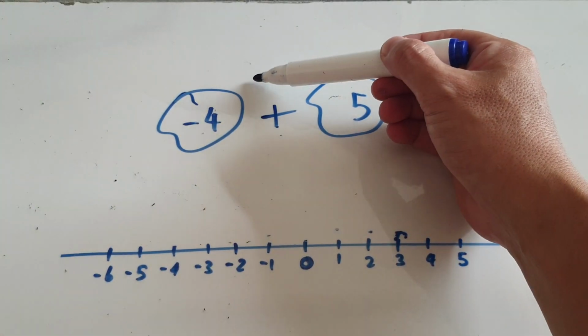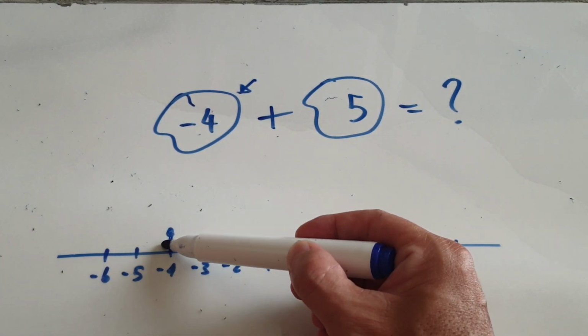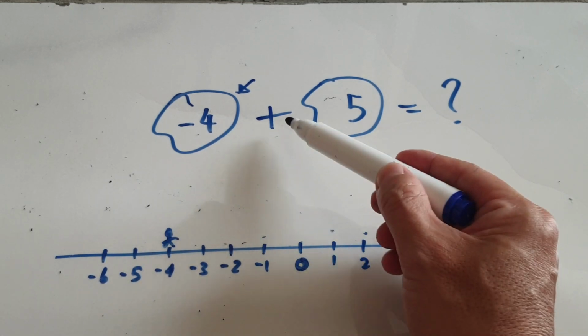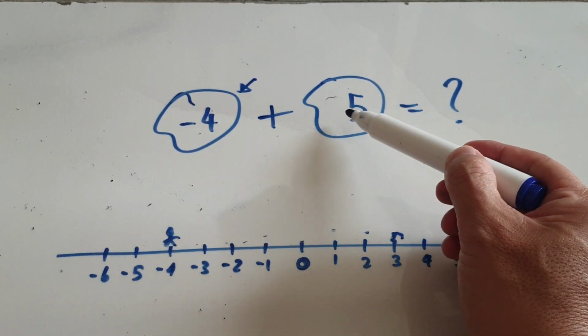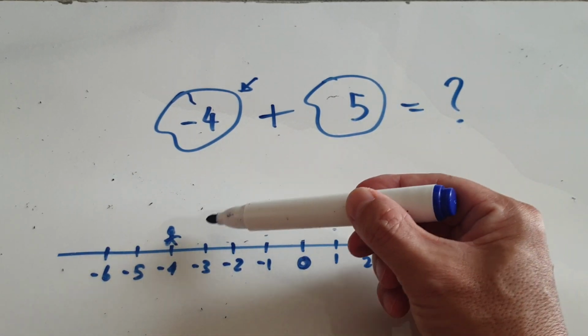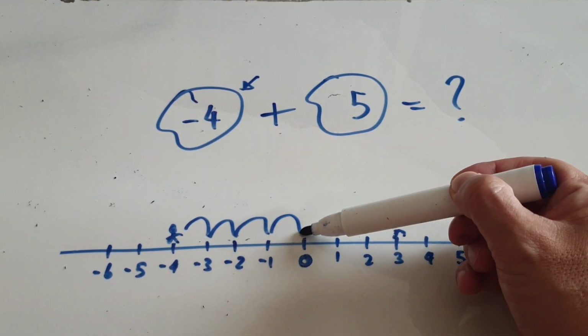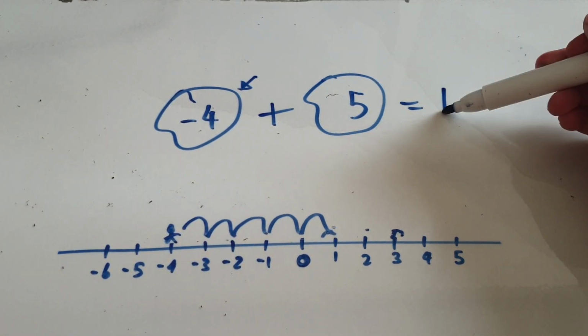So now this is your starting position. You start at -4. So that's you starting right here. You're standing here. You add, so you move to the right. If it's take away, you move to the left. In our case, we want to move to the right by this many steps, by 5 steps. So 1, 2, 3, 4, 5. This here is our answer. It is the number 1. Okay.